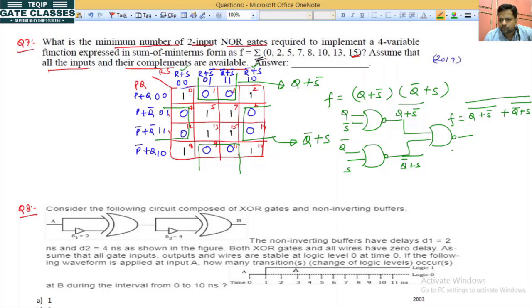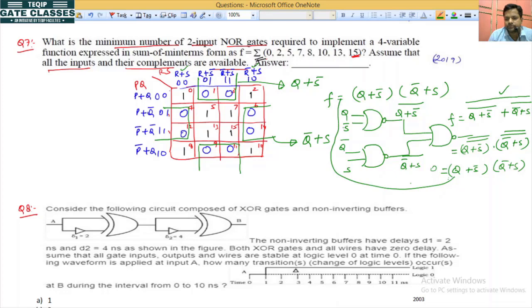Okay. Now by De Morgan's law it will break in two parts, so it will be (q plus s bar) double bar, and here a dot will be there, (q bar plus s) double bar. The value will be q plus s bar. See here, you will get q plus s bar and q bar plus s, and that is equal to our function.